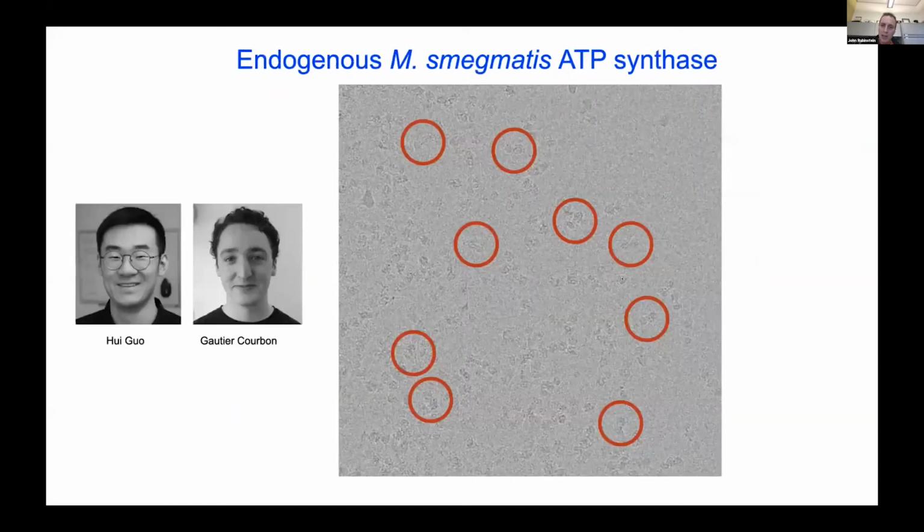Stephanie carried out an experiment, showed that she could purify the mycobacterial ATP synthase, and that worked really quite spectacularly. And it became the project for Hui, who was our resident expert in ATP synthase structures, and a new graduate student in the lab, Gauthier Crobon. Working very closely together, starting as Gauthier's summer project and then becoming his rotation project and then his graduate project, Hui and Gauthier were able to get these beautiful high resolution micrographs of the endogenous mycobacterial ATP synthase solubilized with the detergent dodecyl maltoside.